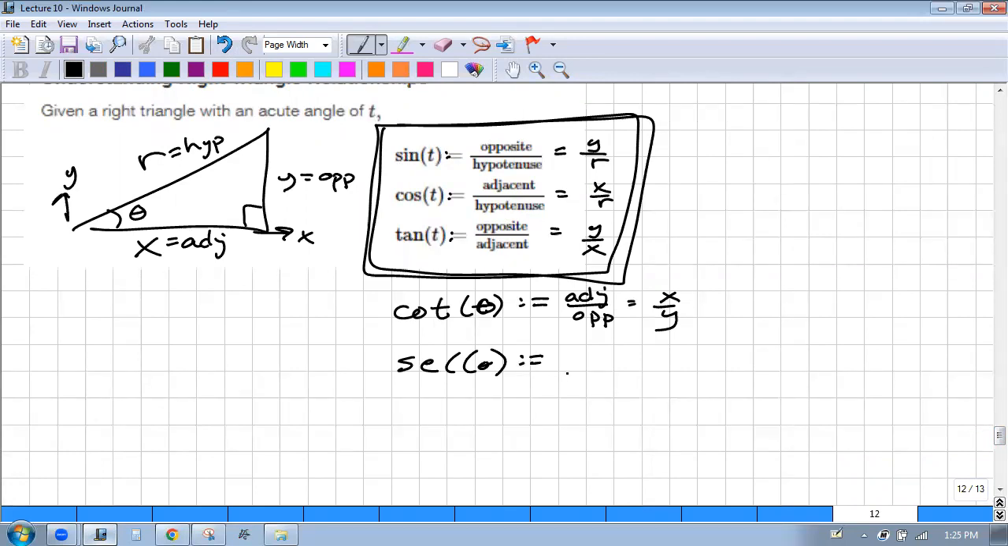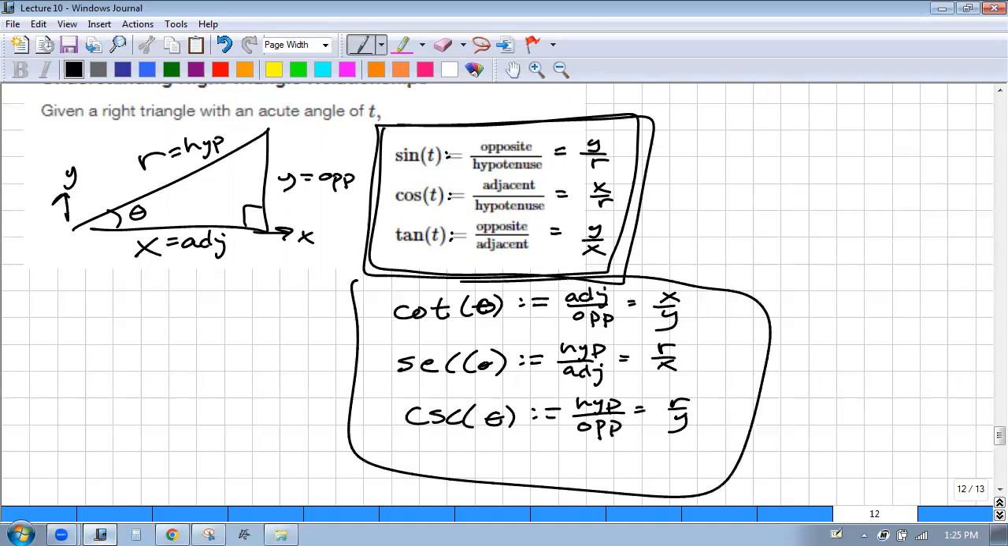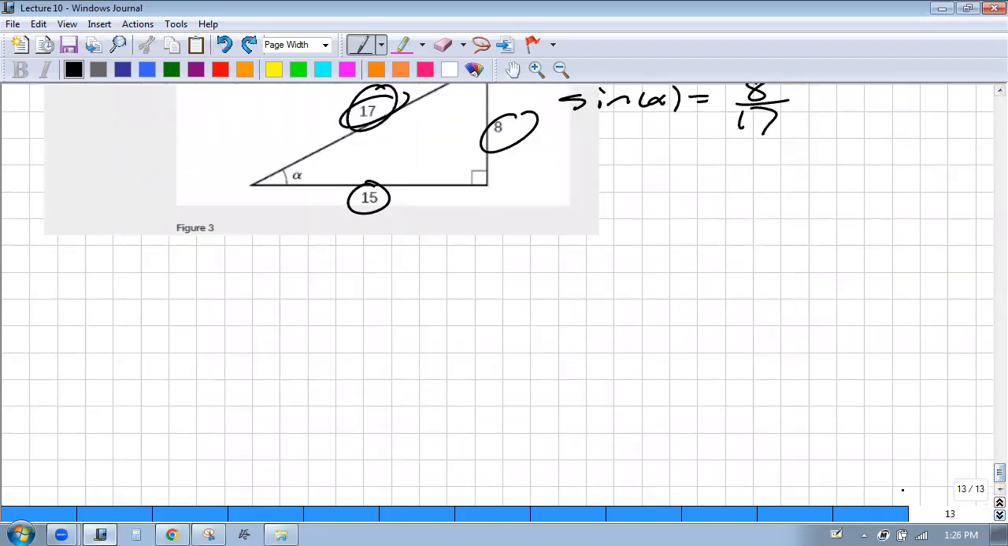Secant, it's a funny C there. Secant was 1 over cosine. So secant is hypotenuse over adjacent. Cosecant was 1 over sine. So it's hypotenuse over opposite. So these are your definitions of what the trig functions were. There's no way around memorizing that, right? I just memorized the x's and the y's, and then from there I translated to the opposites and adjacents in my head.